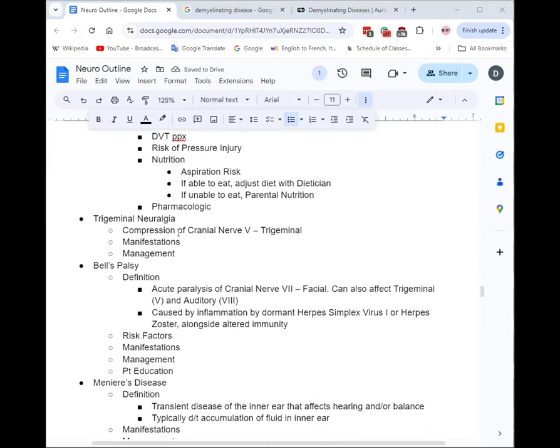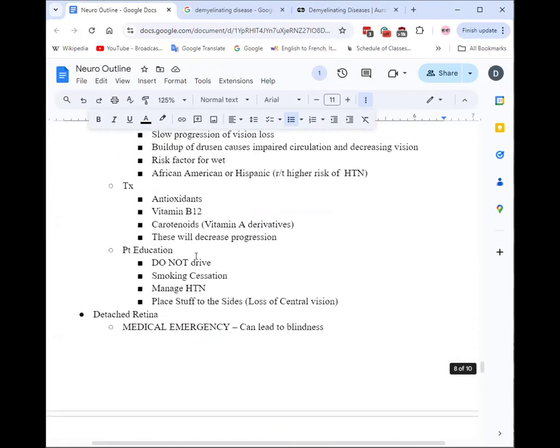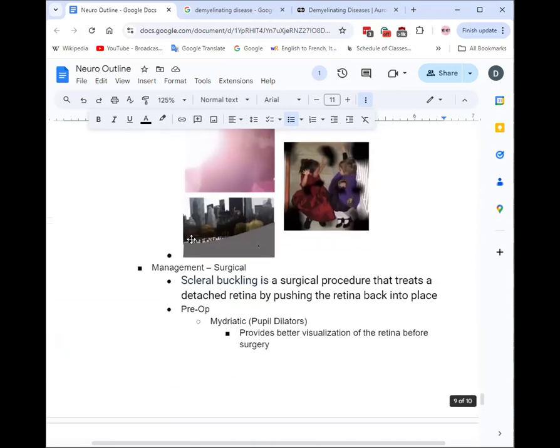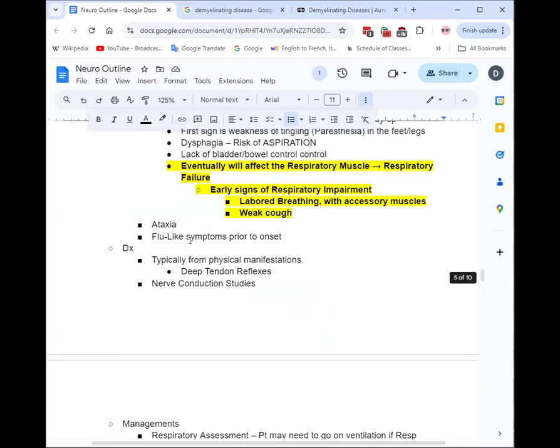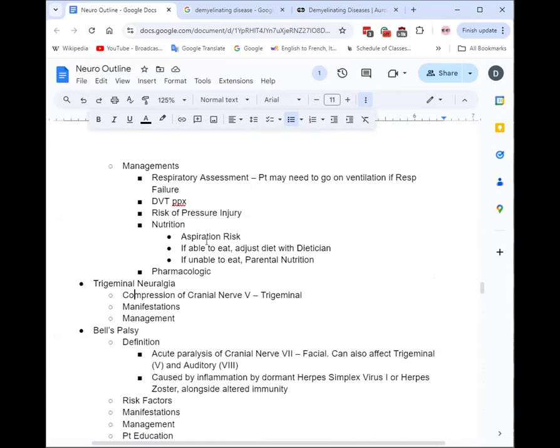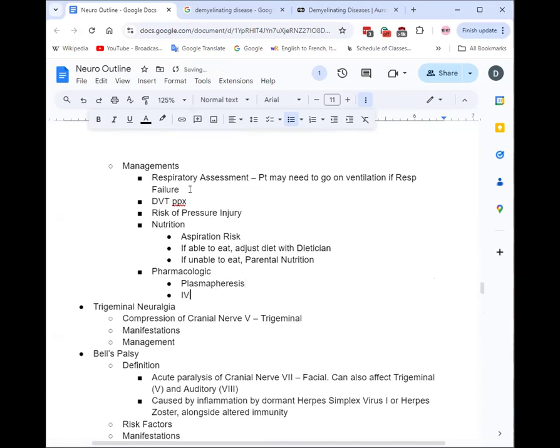Yeah, the eye. So I have trigem. I have all this stuff first, and then glaucoma and eye stuff is towards the bottom. It's just there's a lot of stuff here. Yeah, there's plasmapheresis for pharmacologic. It's possible to do. I'll just kind of talk about it. I think maybe try to speed things up a little.